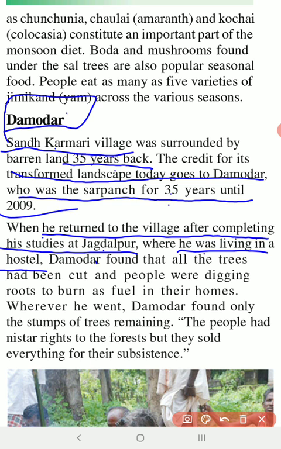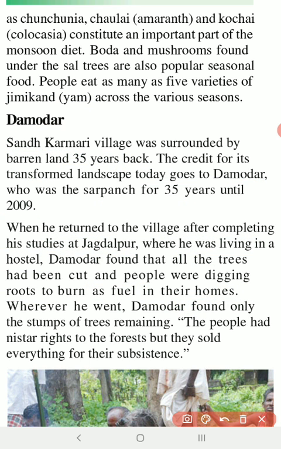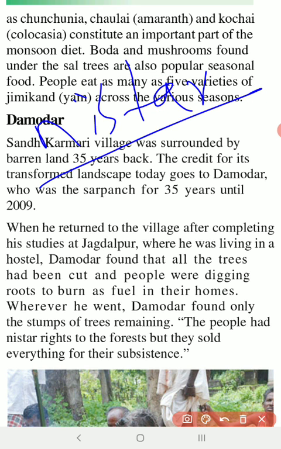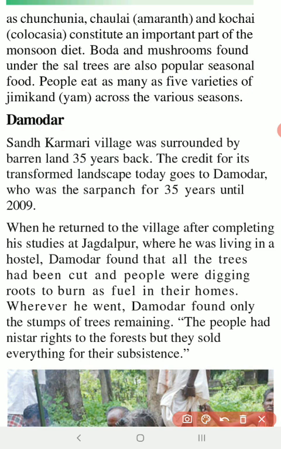Here Damodar found that all the trees had been cut and people were digging roots to burn as fuel in their homes. After coming back to his village, he found that all the forests had been depleted. The Nistar rights had been misused by their own people, the villagers who were supposed to take care of the forest. The guardians of the forest, the tribals, should take care of the forest. Wherever he went, he found only stumps of trees remaining.